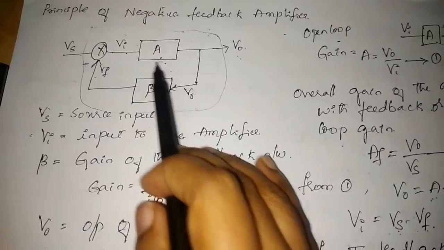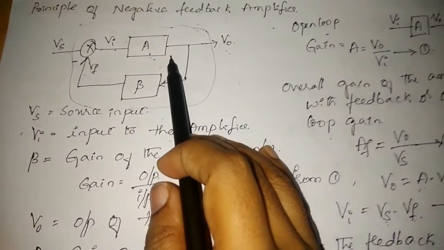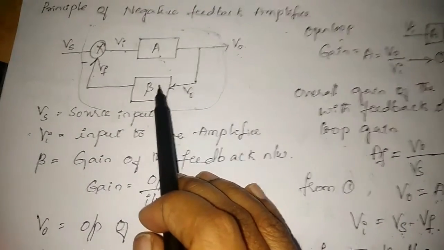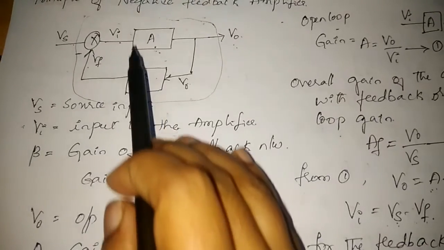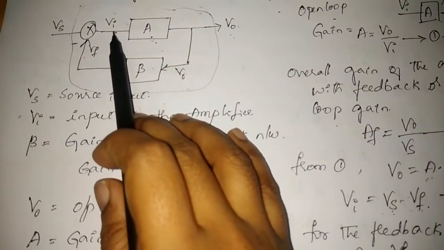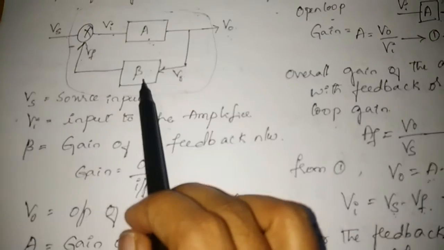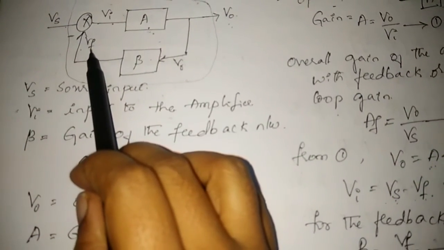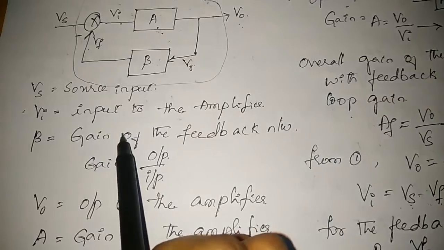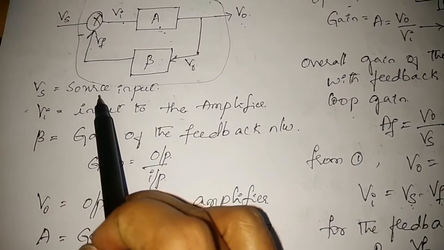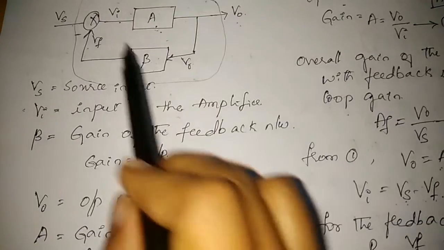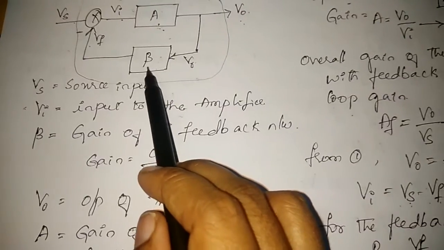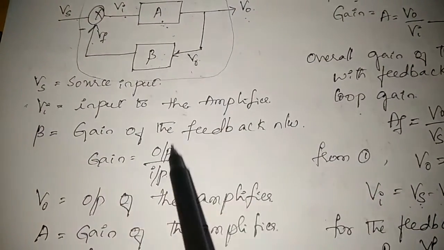Here I have taken the general block diagram of a feedback amplifier with the feedback beta, with the feedback network gain beta. To the amplifier input we are giving Vi here, we get output as V naught, and beta represents the gain of the feedback network. Vf represents the feedback signal. So the parameters we are considering here are Vs, which represents the source input, Vi, the input to the amplifier, and beta, the gain of the feedback network. So we can write beta is equal to Vf divided by V naught, output by input.